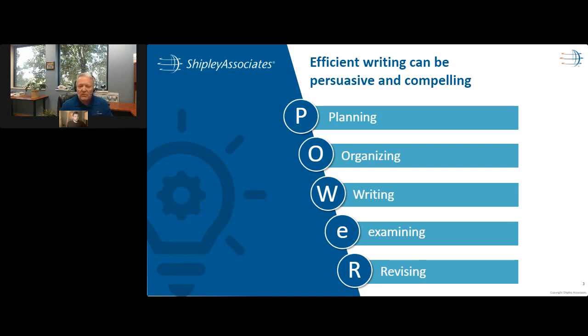If we will do this, if we will coach our teams and mentor our people, if we will help them plan and organize and then write and then examine and then revise, we have a much better chance of being compliant, like Jenny talked about, and being responsive and being focused on the customer and telling the story. So that's what we want to go through, just a quick review of POWER: plan, organize, write, examine, and revise. And this is what some of our teams need.